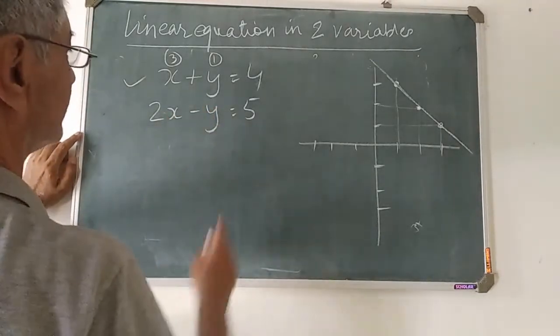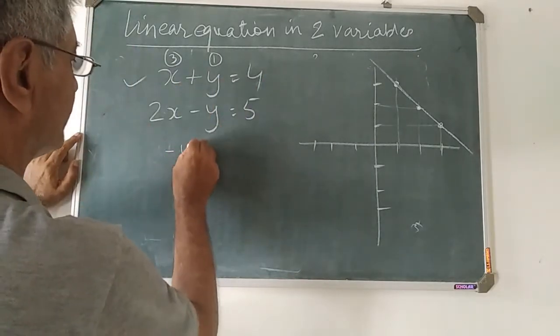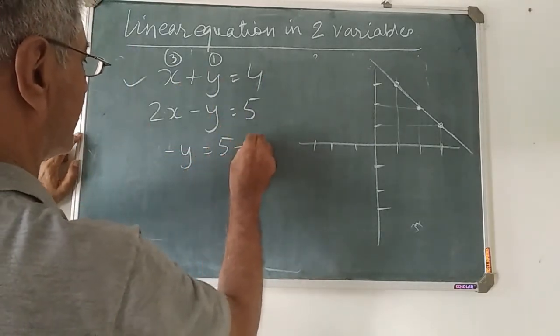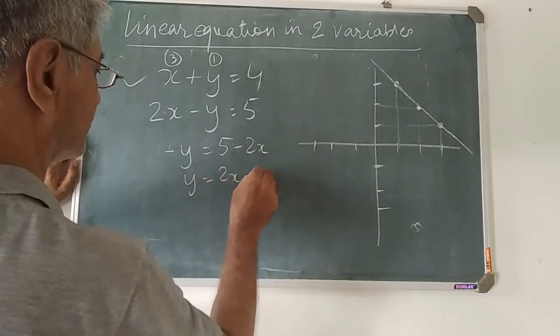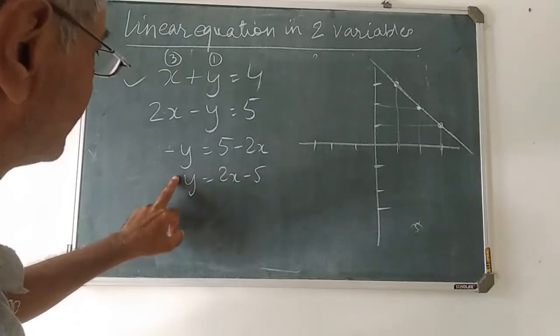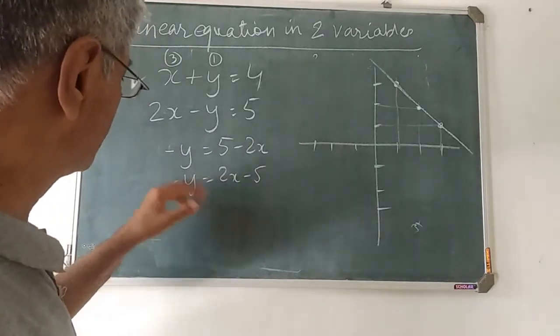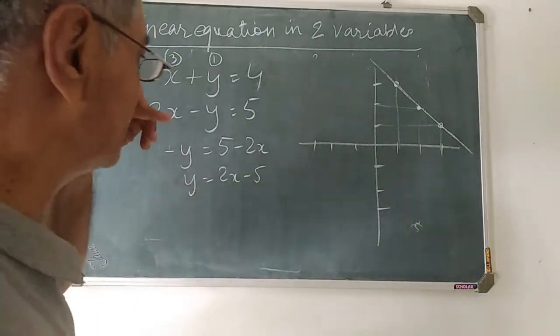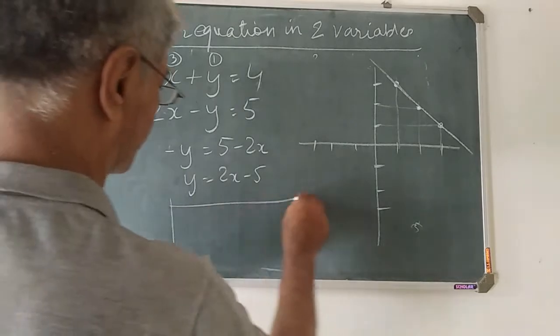2x minus y is equal to 5. We can take y is equal to... minus y is equal to 5 minus 2x. So y is equal to 2x minus 5. Don't put minus here, I said that yesterday. Change this minus to plus. It will be easier. So let us make this table again.